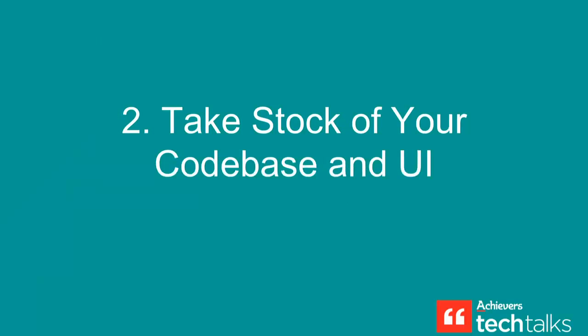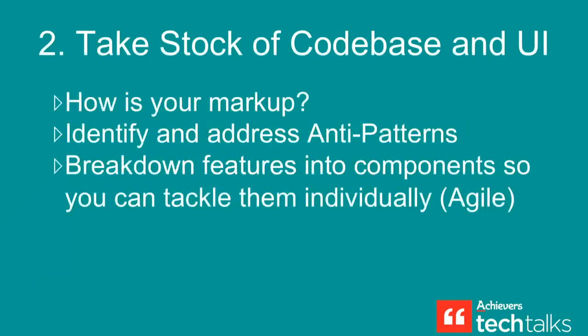So once we kind of figured out who our users were, what they were using, we had to look at our code base and ask ourselves some questions. How is our markup? Are we using H1s and H2s and H3s properties? Do we have landmark roles around our content? That kind of thing. We also had to identify and address anti-patterns.